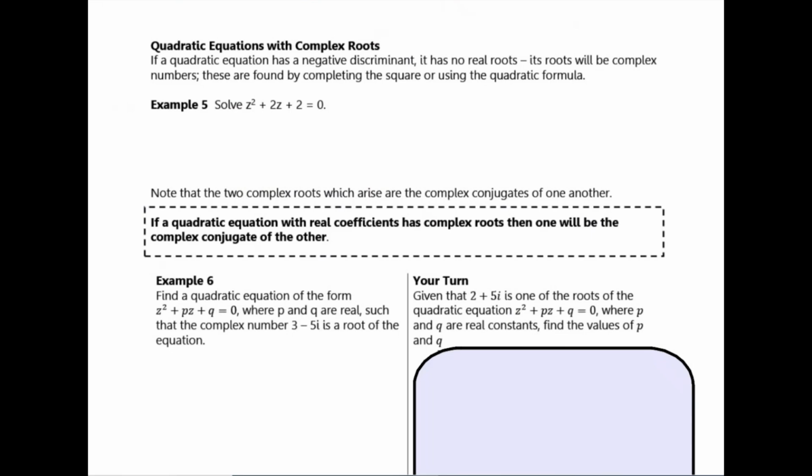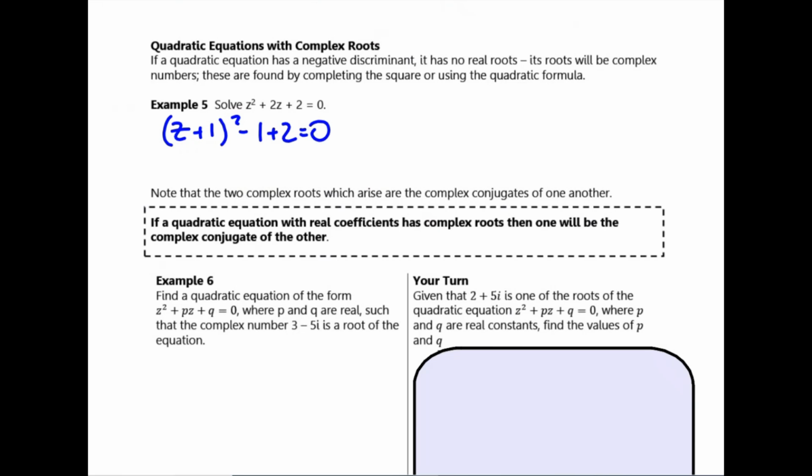Now, all the ones we've looked at so far have had real roots, but obviously we're doing complex numbers. It's possible to get quadratics with complex roots as well. When you've got a negative discriminant, we say there's no real roots, which means there are complex roots. So for this one here, let's find these complex roots using completing the square. Could use the formula as well.